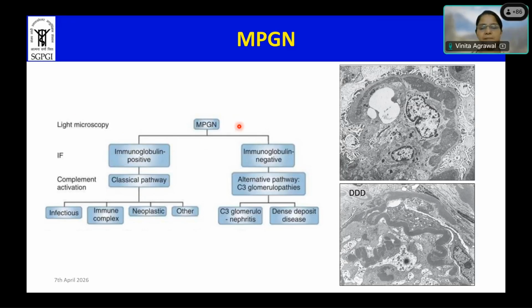So your pattern is MPGN, then immunofluorescence. If it is C3 dominant, it becomes C3 glomerulopathy. If it is immunoglobulin positive, IgG positive, it becomes immunoglobulin positive MPGN. Then once you've made a diagnosis of C3 glomerulopathy, you do an EM. You look at whether there are subendothelial deposits or dense deposits. Okay.